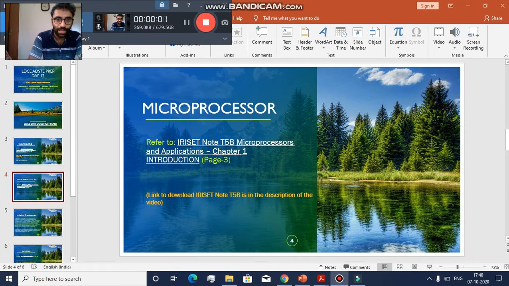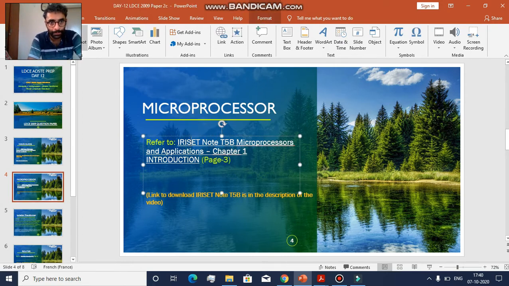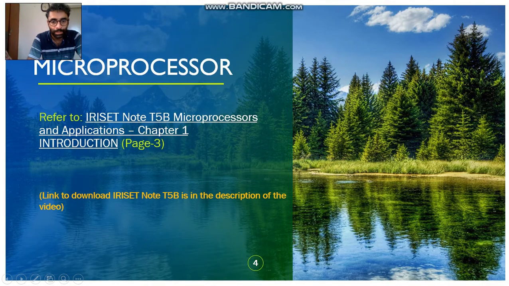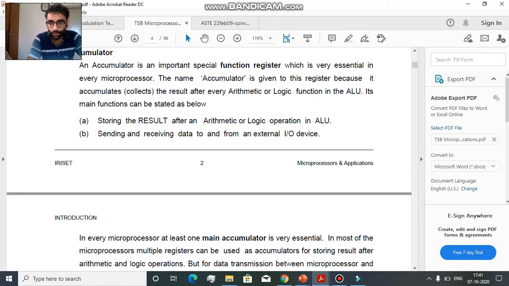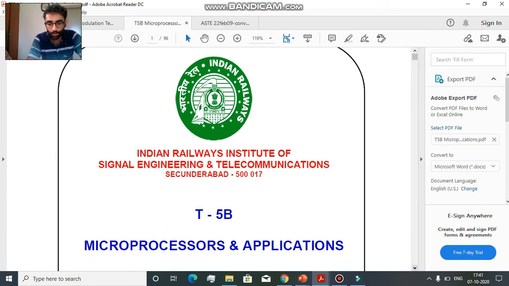The next topic that we are going to talk about is microprocessor, and you can refer to research note T5B, microprocessors and application, chapter 1, introduction, page number 3, for getting a detailed note about microprocessors. I'll just open up this particular file. Here is the short note on microprocessor.